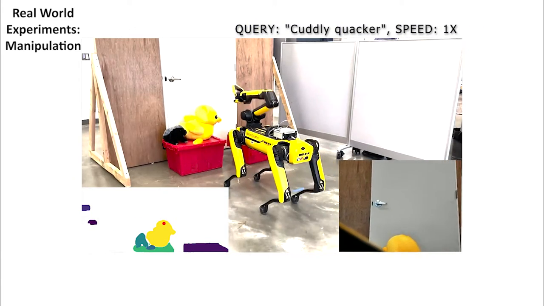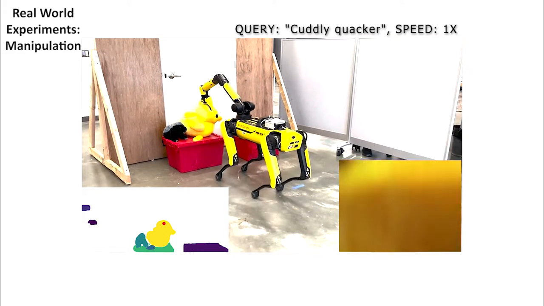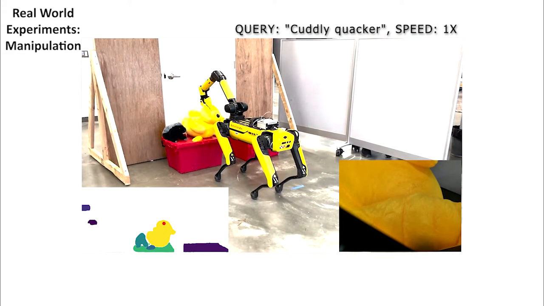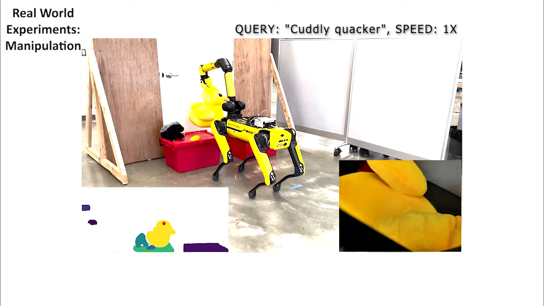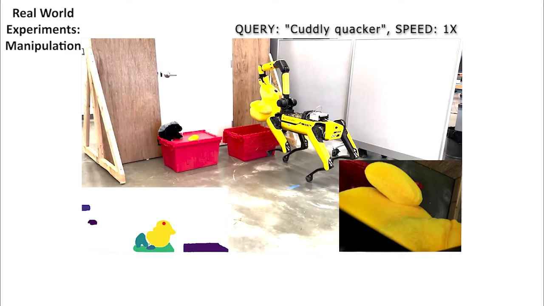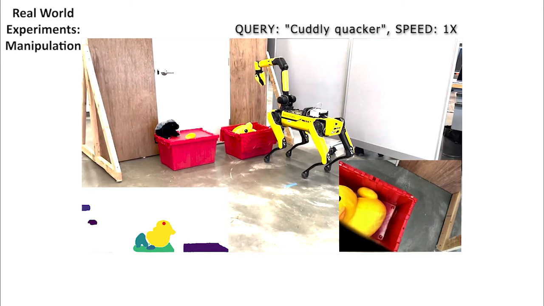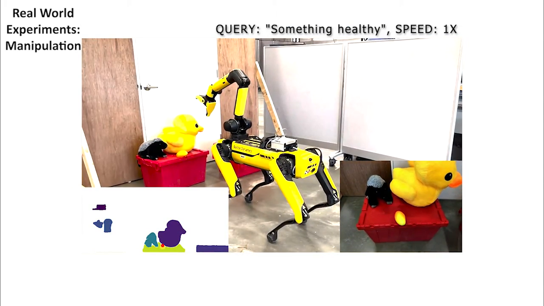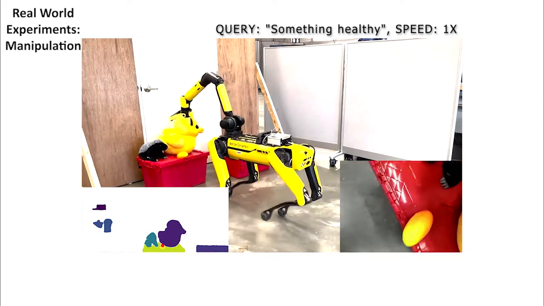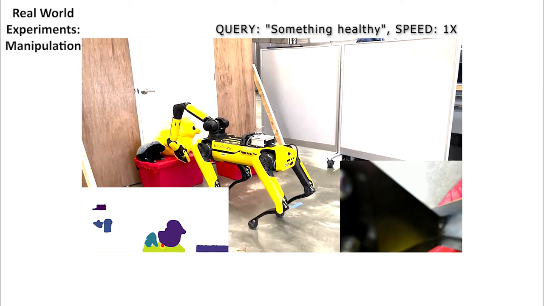We also perform a manipulation task where a Boston Dynamics Spot robot picks up and moves the queried object. The query here is Cuddly Quacker, referring to the duck plush toy. The grasp point being used can be seen at the bottom left. Here, we have another manipulation example where the query is something healthy, which is used to find the fruit present in the scene.